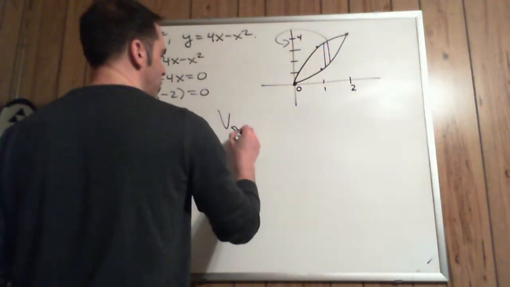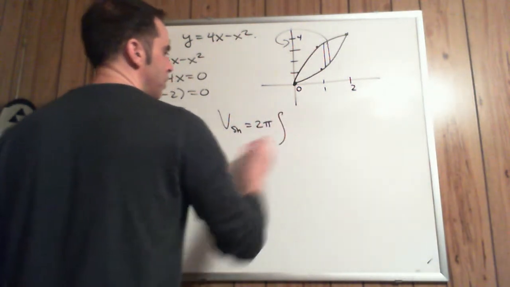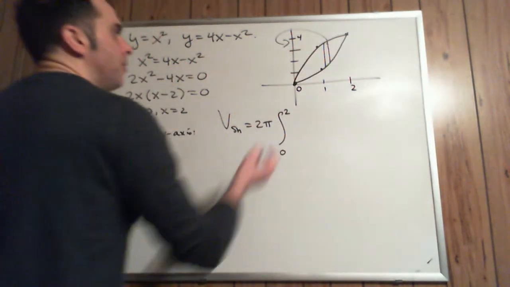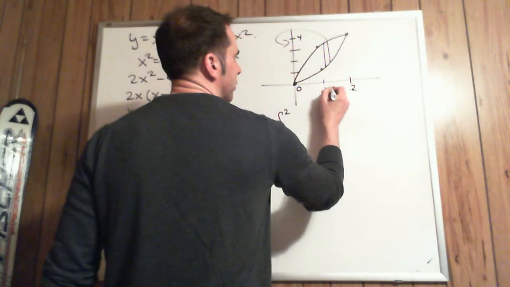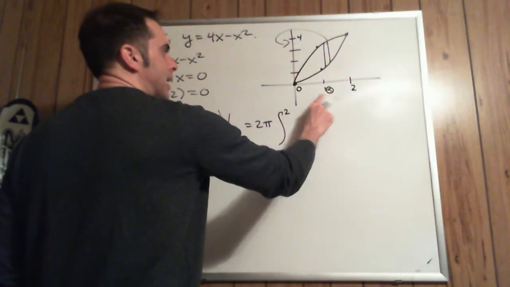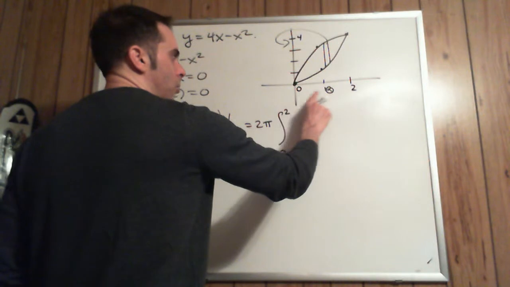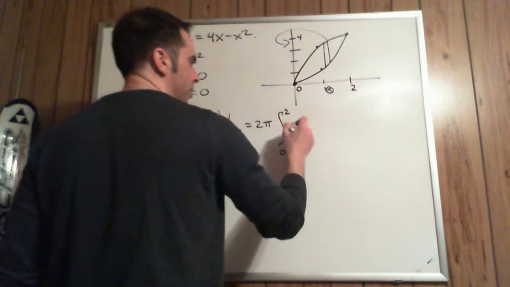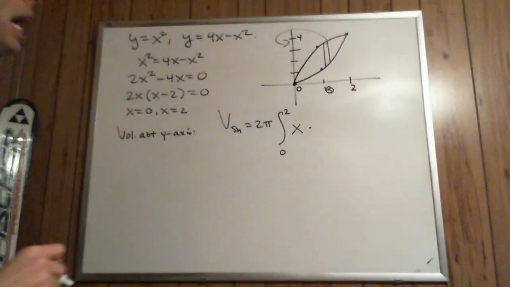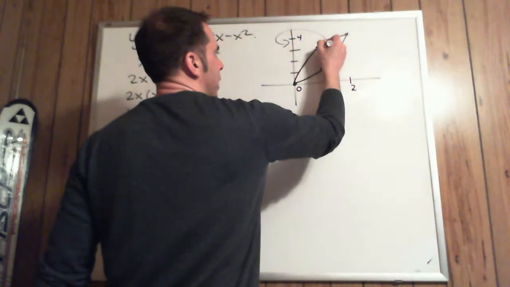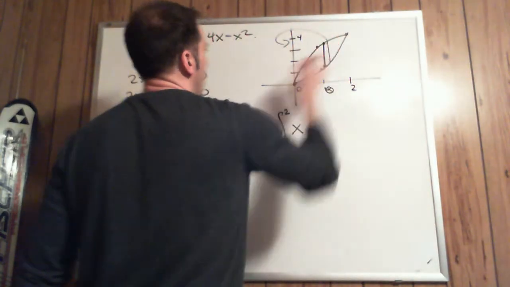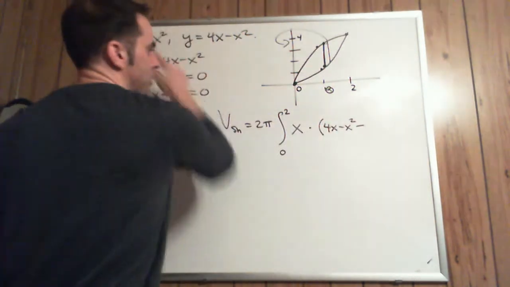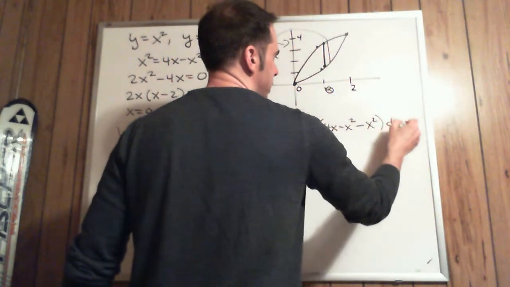So volume by shell would be equal to 2 pi times the definite integral from 0 to 2. Now, if you have any x in this interval, what's the distance to the axis of rotation, which is here? Well, it's going to be that x value minus 0, right minus left. What's the height of the rectangle? The height of the rectangle is top minus bottom. Well, the top is 4x minus x squared minus the bottom, which is x squared, times dx.